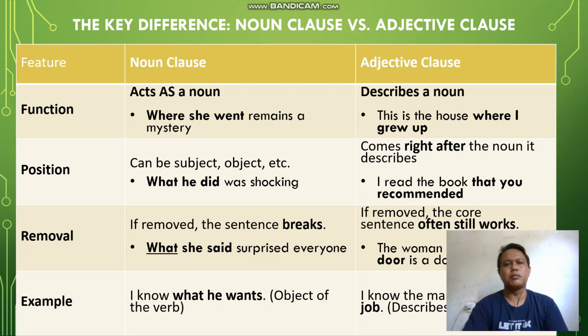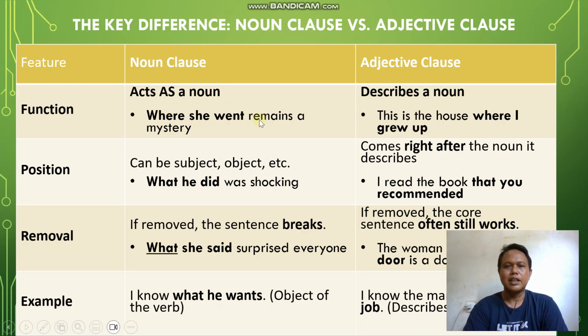This is the table about the key differences between noun clause versus adjective clause. I try to explain to you, and I try to summarize my explanation in this table. First, I will explain the differences between noun clause and adjective clause. From the function, a noun clause acts as a noun.